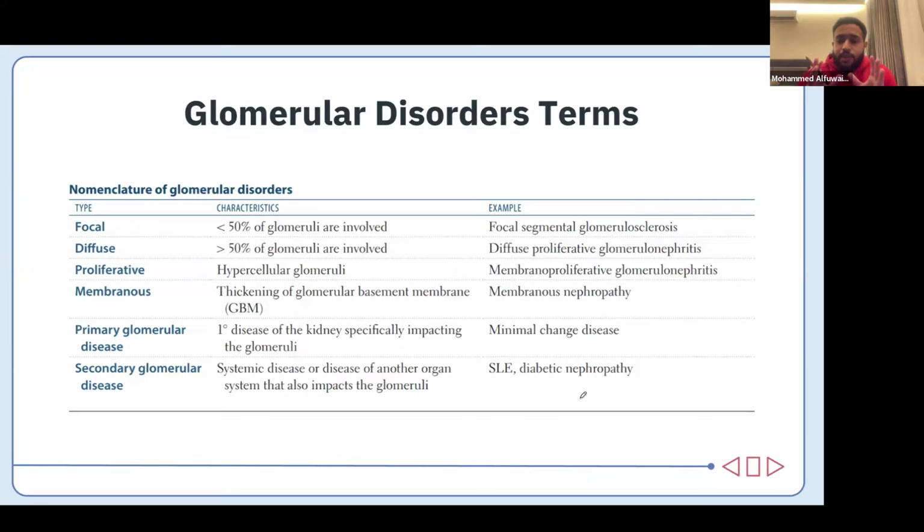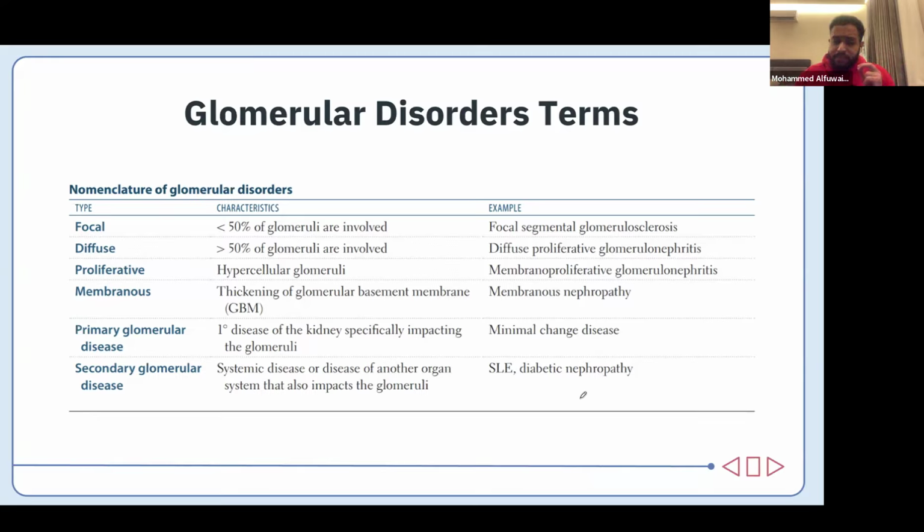As I said before, when you take a biopsy of the kidney, you'll see multiple glomeruli. You need to count how many glomeruli are affected. If it's less than 50%, what do we call this? Focal. If it's more than 50, diffuse. Simple. Now, within the glomerulus itself, if there is hypercellular glomeruli, whether this is, for example, mesangial proliferation, or hypercellular because of inflammatory cells, we call this proliferative. Okay? Membranous means anything affecting the basal membrane. Simple.